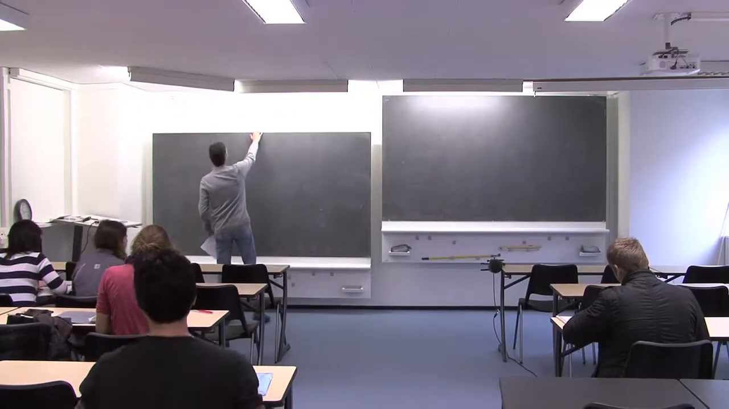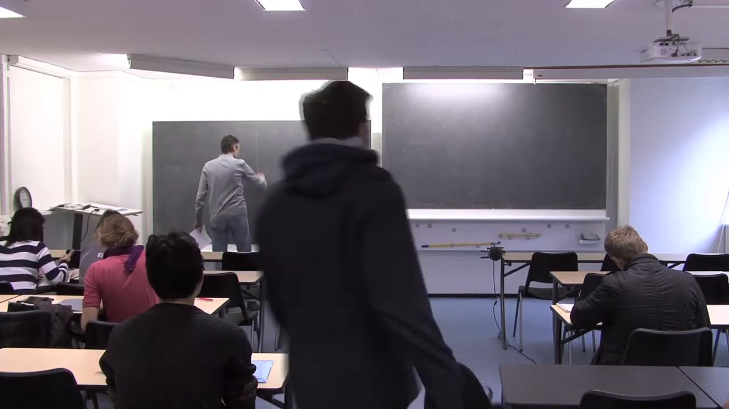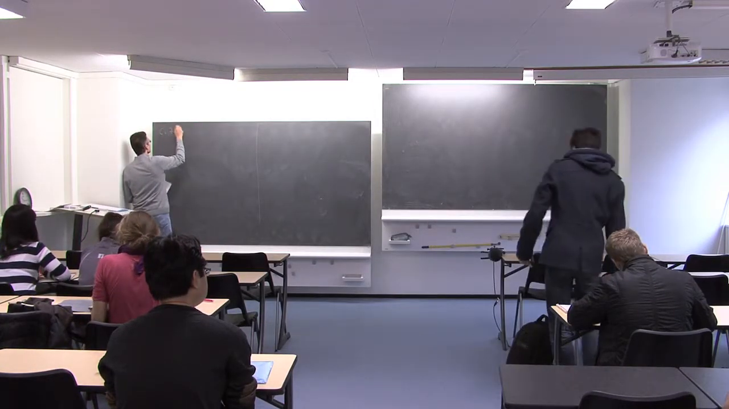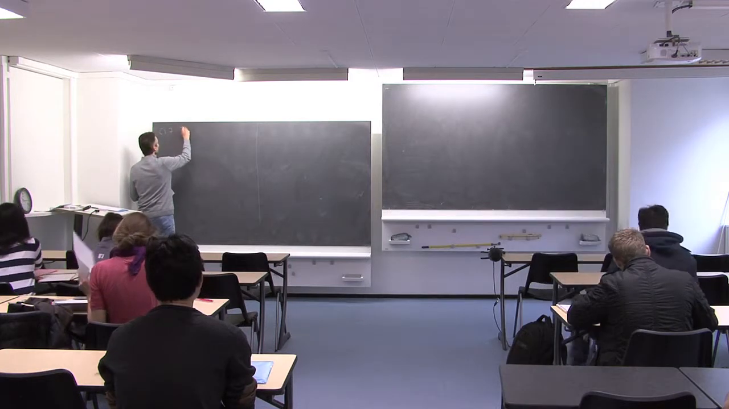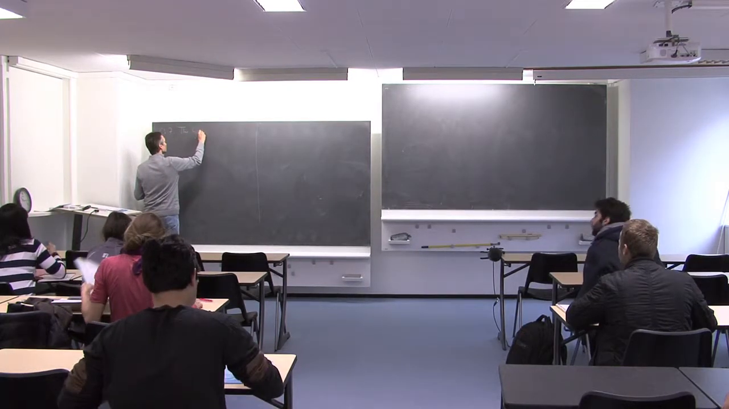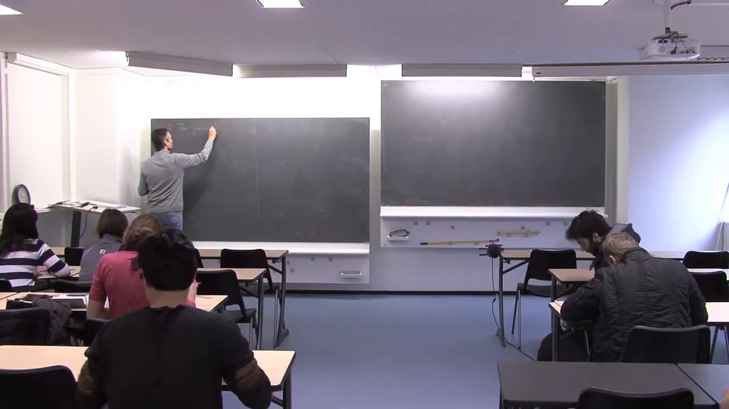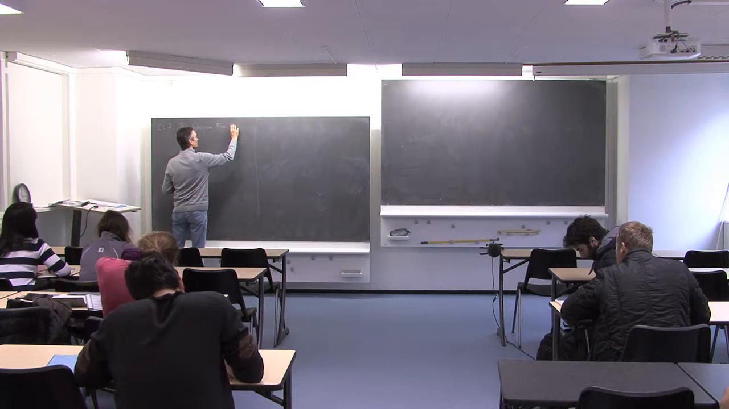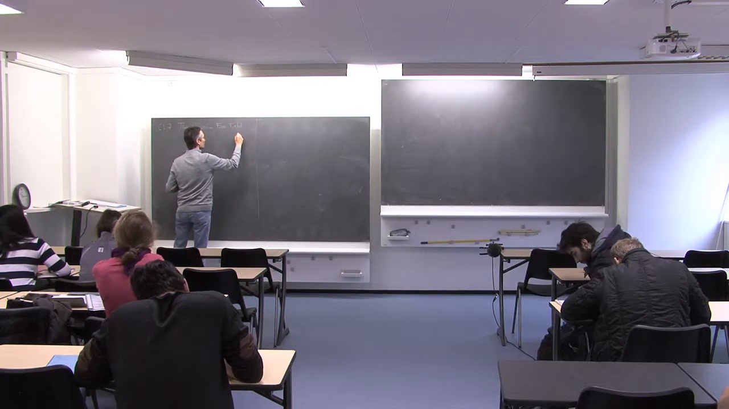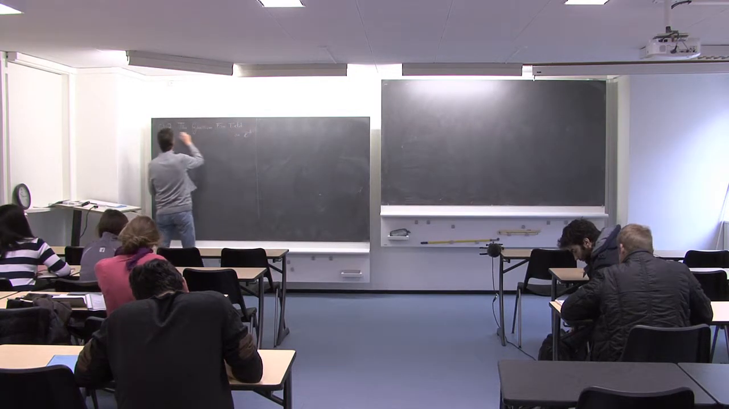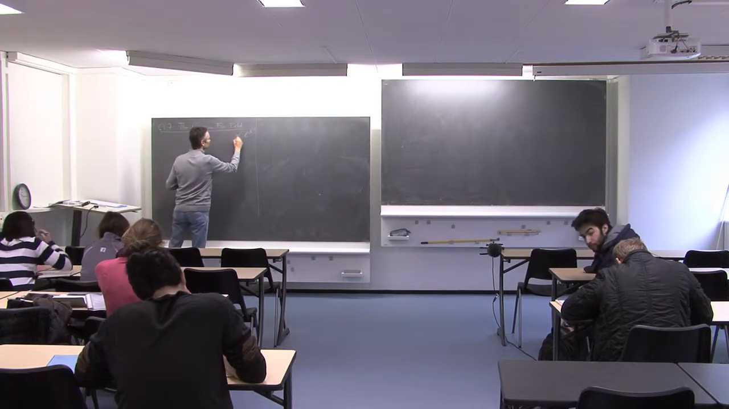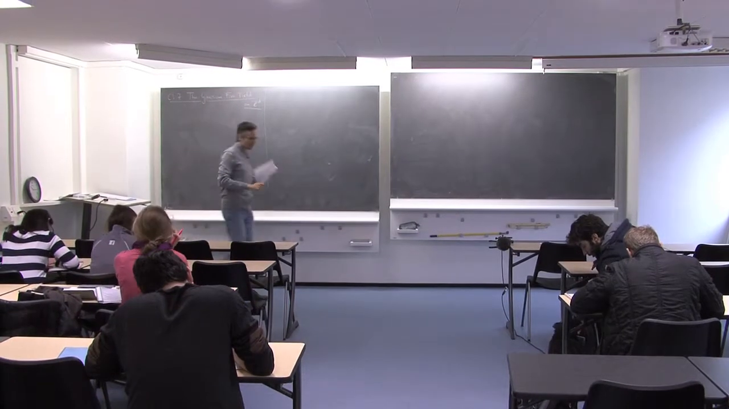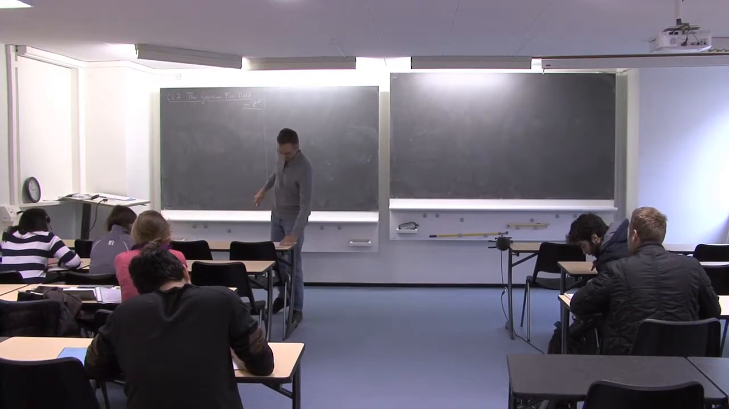Let's start a new topic, which is chapter 7 in the book. It's the Gaussian free field on Z^d. Gaussian free field on Z^d.